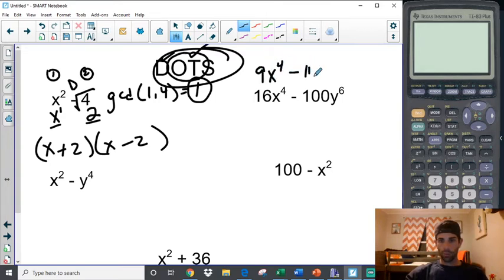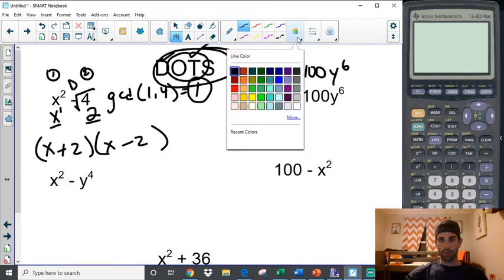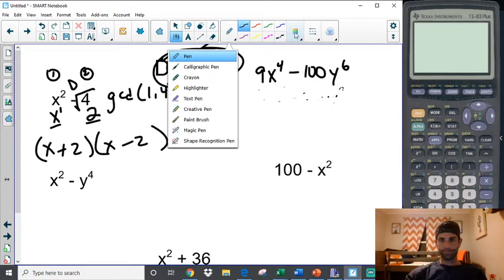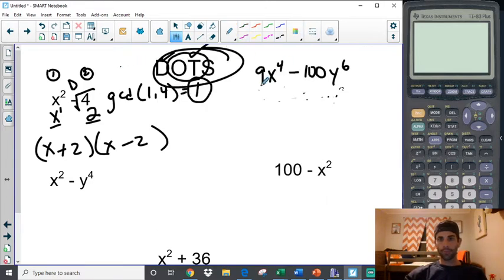9x4 minus 100y6. Okay, there's that. Now I do magic. And it was never, ever there. All right, so here we go. Alrighty then. What is the GCD of 9 and 100? 1, because I made it that.